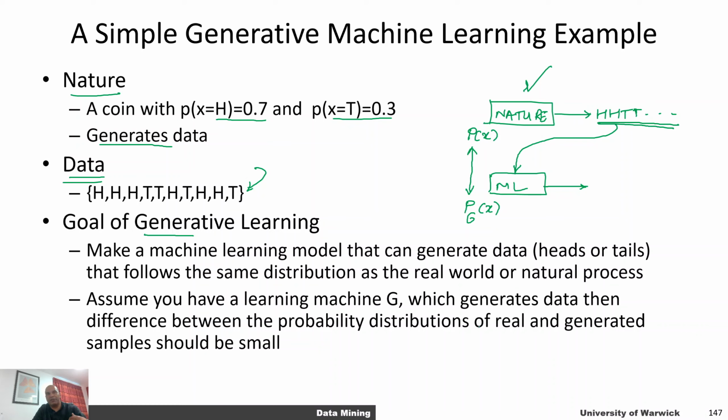So let's say you assume that you have a learning machine G which generates data, then the difference between the probability distributions of this natural process and this G should be small. So that is the real goal of generative modeling. So an ideal machine learning method for generative processes, let's say if you want to generate coin flips, would be such that you're not able to discriminate between the data generated by nature or the data generated by the machine learning process.